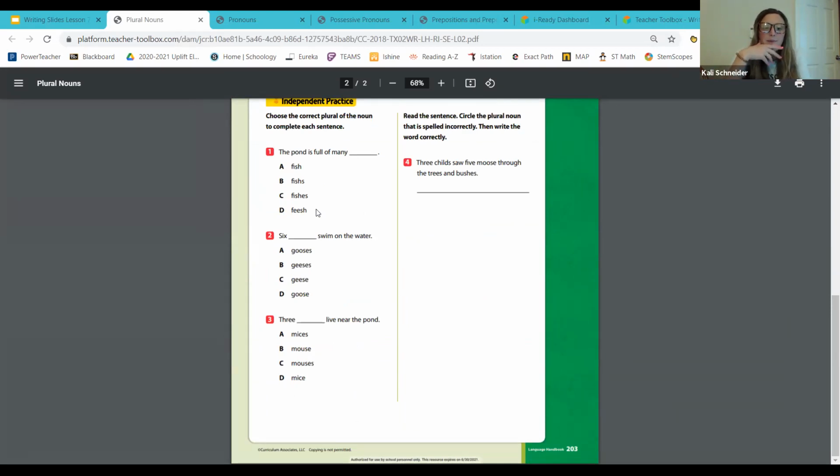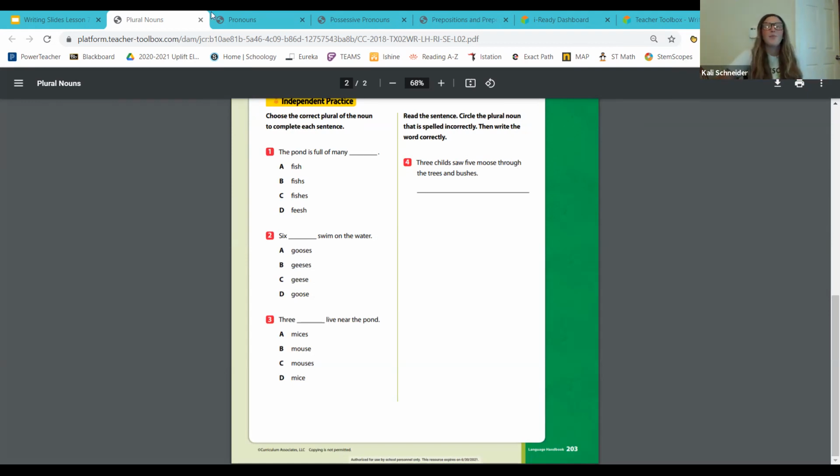Number 3: three blank live near the pond. Three mouses, or mice? Number 4: read the sentence, circle the plural noun that is spelled incorrectly, then write the word correctly. Three childs saw five moose through the trees and bushes. I know what sounds definitely wrong there, so please circle the word that sounds incorrect and fix it.